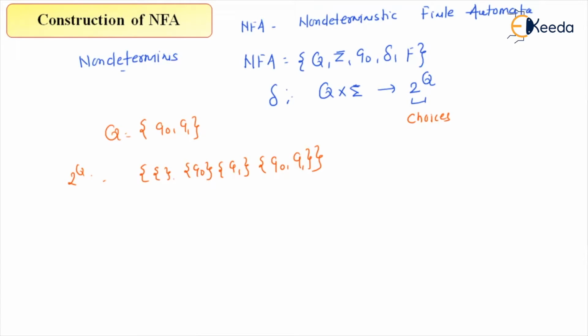So the typical transition will look like this. The delta function on Q0 on input, suppose the alphabet is A, can be mapped anywhere. The phi or empty set is used if we don't want to define the transition. If you say Q0 or Q1, these are the single choices.